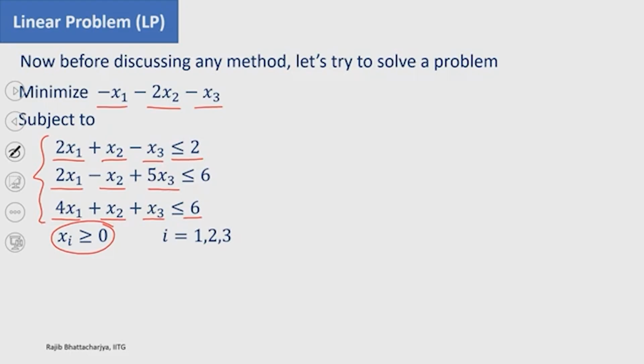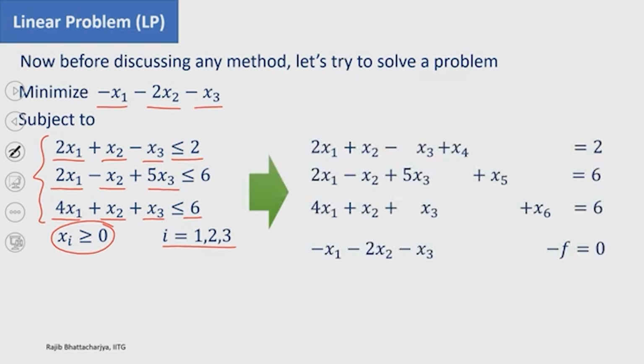And all decision variables should be positive, they cannot be negative, for i equal to 1 to 3. So in this case the number of variables is 3, and we have 3 constraints. What is the first step? The first step is that I have to convert these equations, because they are less-than-or-equal-to type, into equality type constraints.